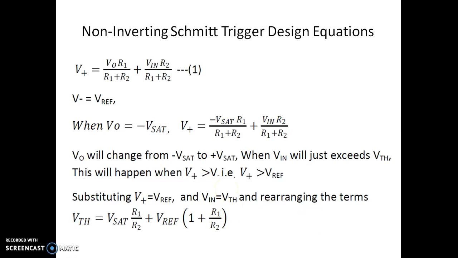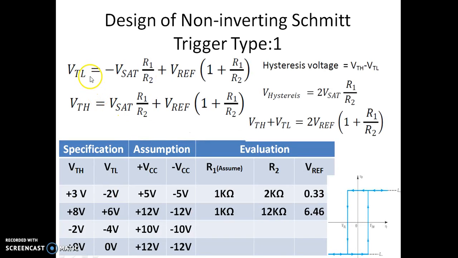Now, using this expression of VTH and VTL as given here, we can know the hysteresis voltage, which is nothing but VTH minus VTL. This will be given by the expression. Now you are actually subtracting VTL from VTH. So when you subtract, the V reference terms, which are plus in both cases, cancel out, and the Vsat terms get added up. That's why you have 2 Vsat R1 by R2. When you actually subtract VTL from VTH, the V reference terms get cancelled.